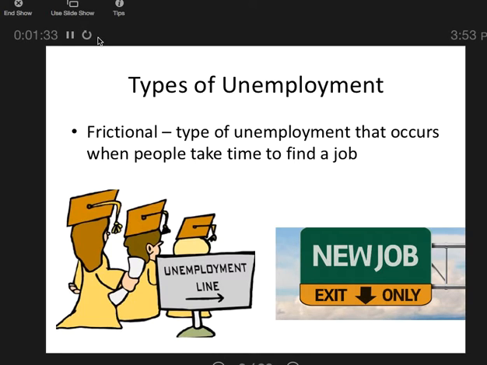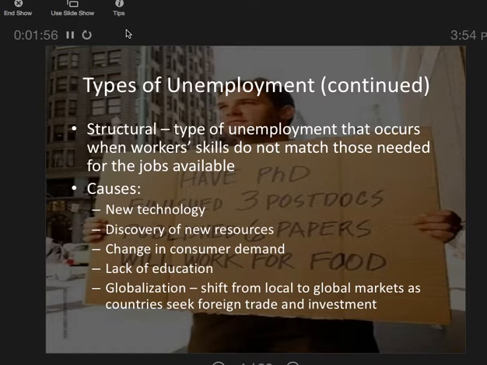It could also be someone returning to the workforce, or someone who leaves a job they don't like, so they're looking for other work. They quit their job and they're looking for other work. So frictional unemployment is usually pretty optional, looking for certain career paths. The next one is structural.